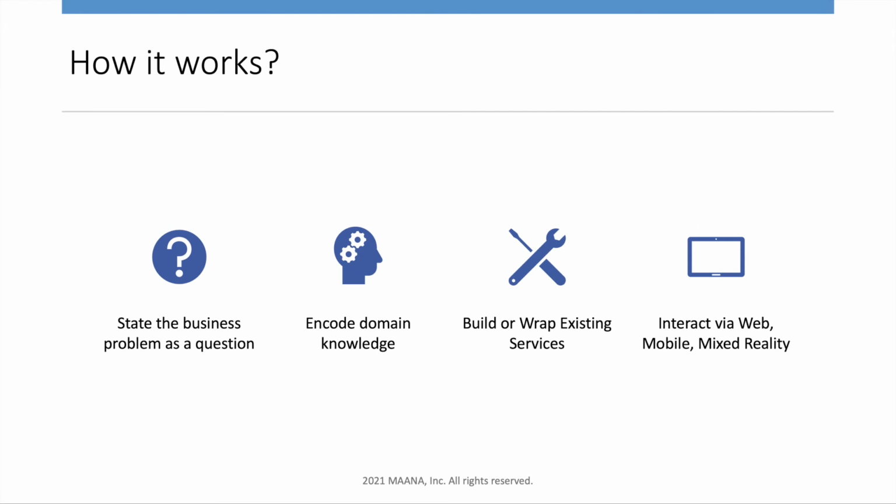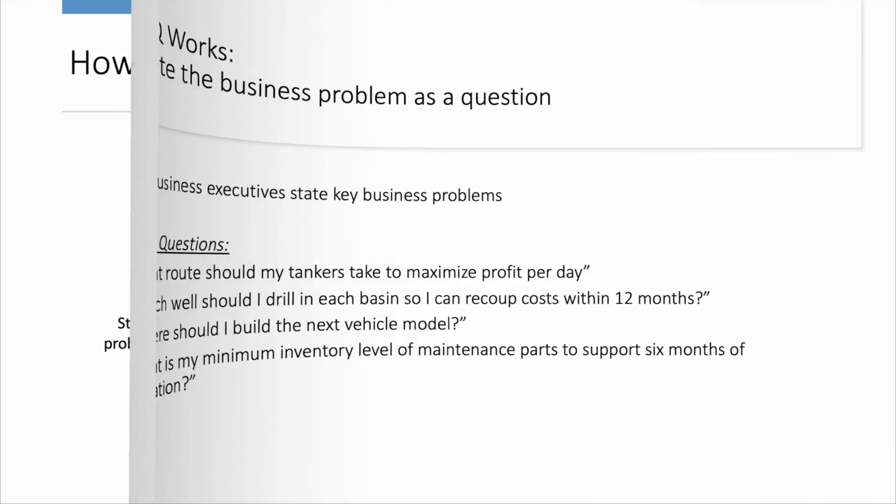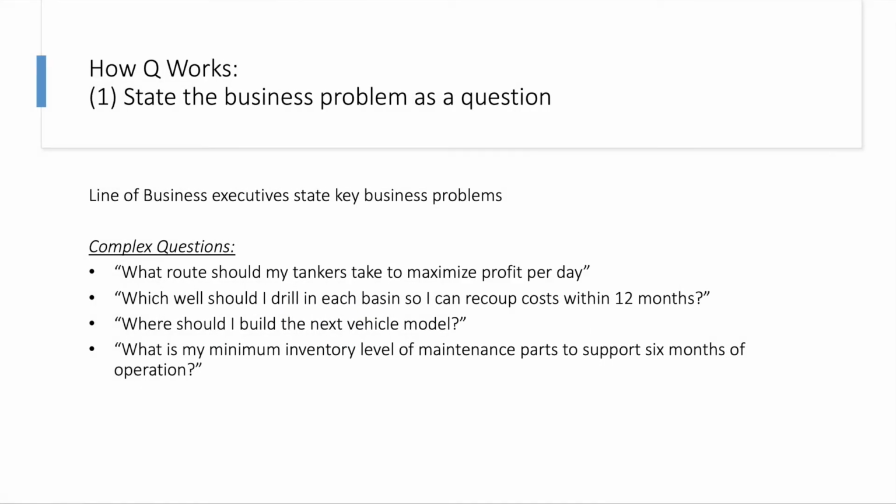The following 4 slides illustrate how Maana Q is used. In short, you state the business problem, encode the domain knowledge, build the services, and create a user interface for end users to interact with. Obviously, the first step is to have the business problem clearly articulated. To ensure the best efficiency of using Maana Q, it should be stated as a question. It's recommended to spend some time on this to ensure it's precisely articulated.